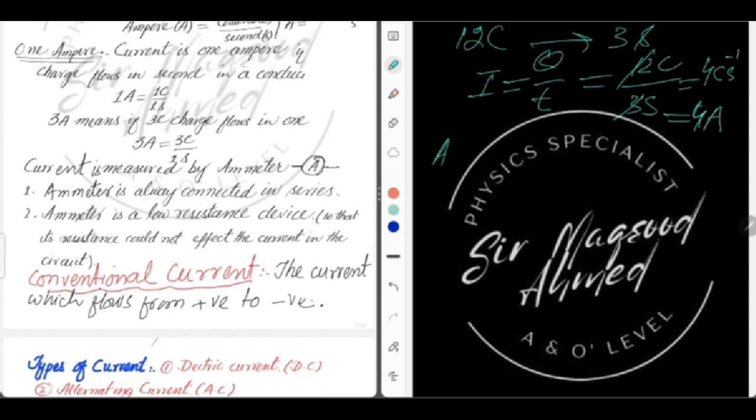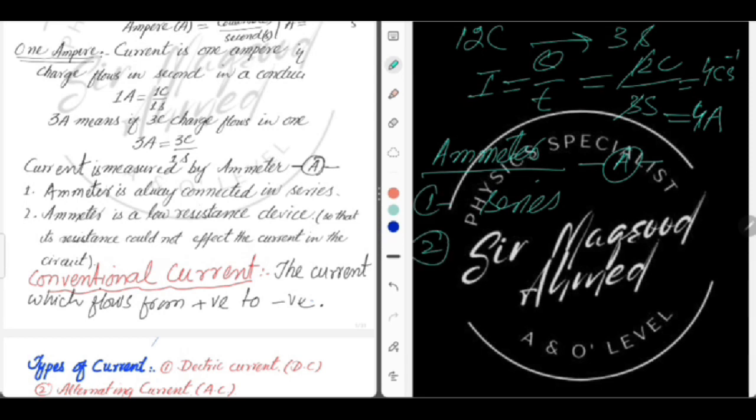Next, the instrument used to measure current is ammeter. This is the symbol used for ammeter. Regarding ammeter, you must keep in mind, number 1, ammeter is always connected in series, and number 2, ammeter is a low resistance device. The resistance of the ammeter is kept low so that its resistance should not affect the flow of current in a circuit.